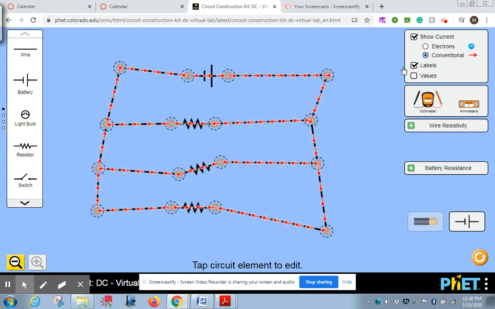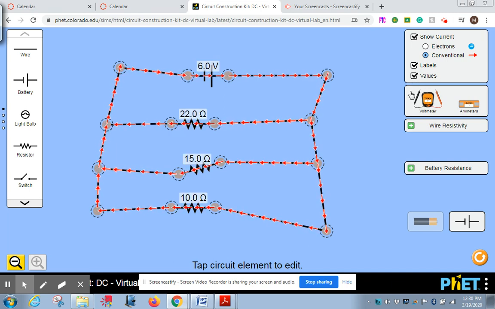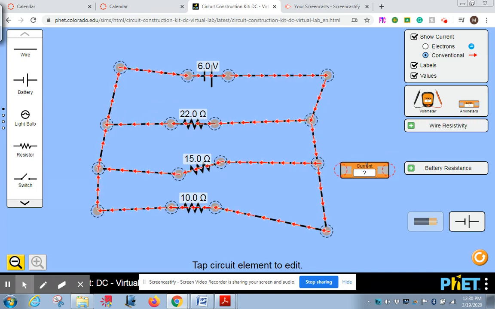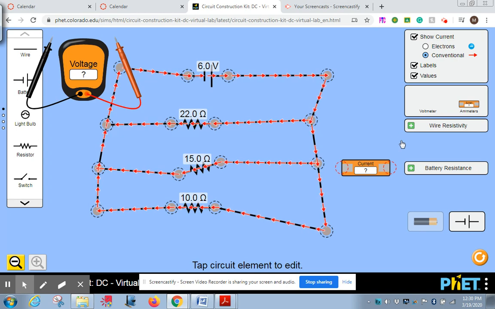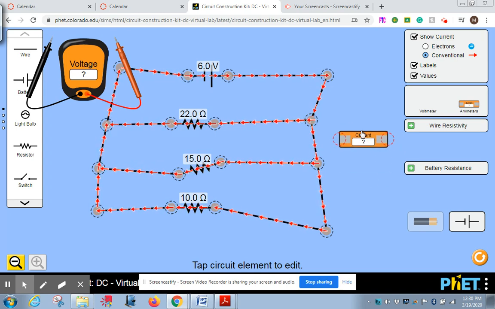Let's see, what else can we do? You could add the values of each device, which I think actually is helpful, so you keep track of which one's resistor 1, 2, and 3. And then we have our ammeters and our voltmeters. This is like a digital voltmeter we would use in class, and here we have our little ammeter. And here you're going to practice how to connect them and also getting readings.